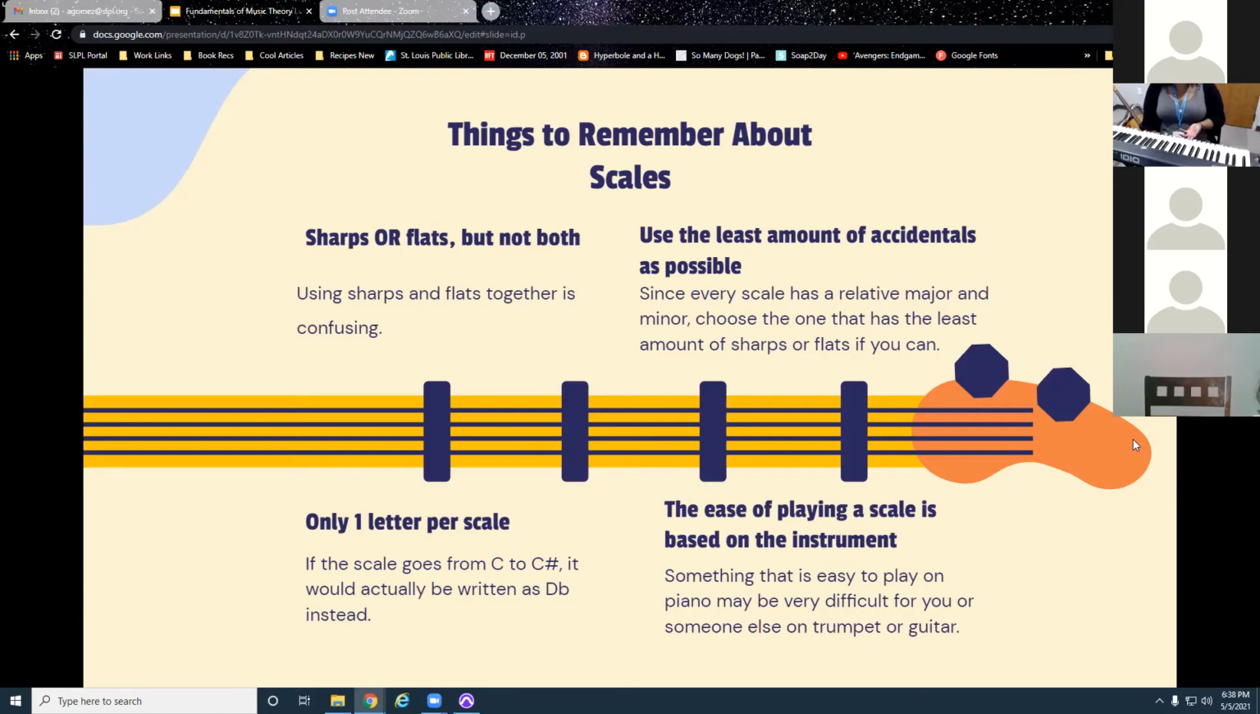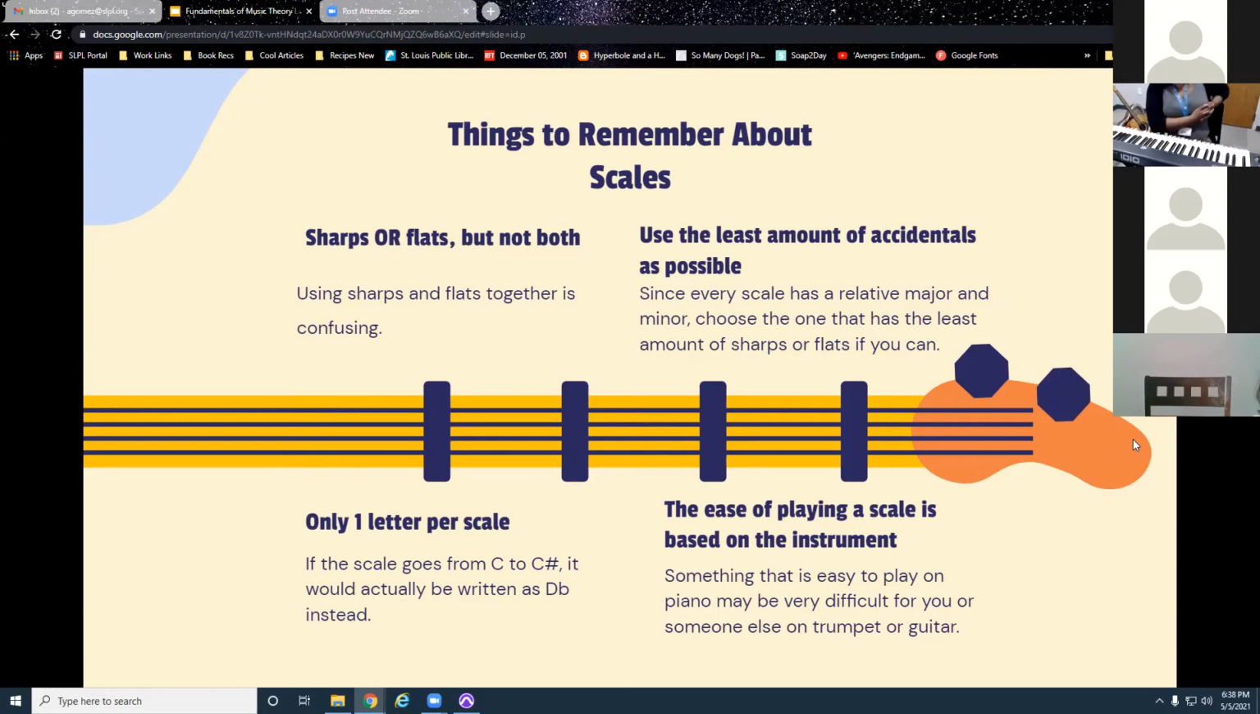And then again, remember that you can only have one letter per scale. So you can't go C sharp, it needs to be D flat, and so on. That's just so that only one letter is represented, A through G. So only one of each of the 7 notes.